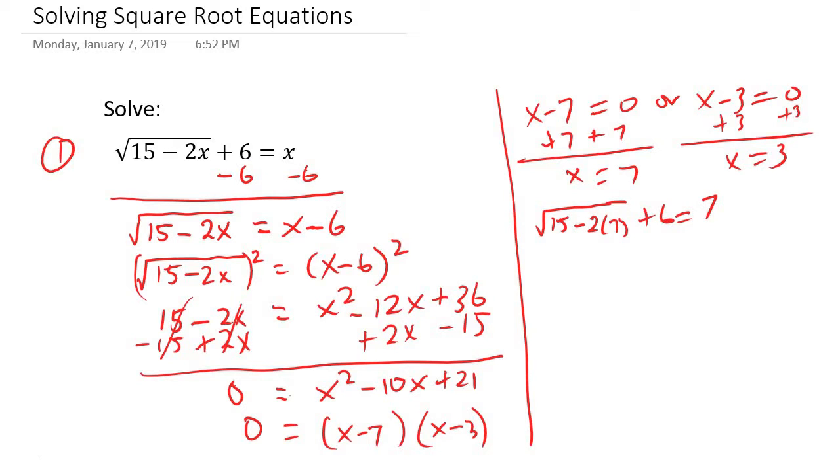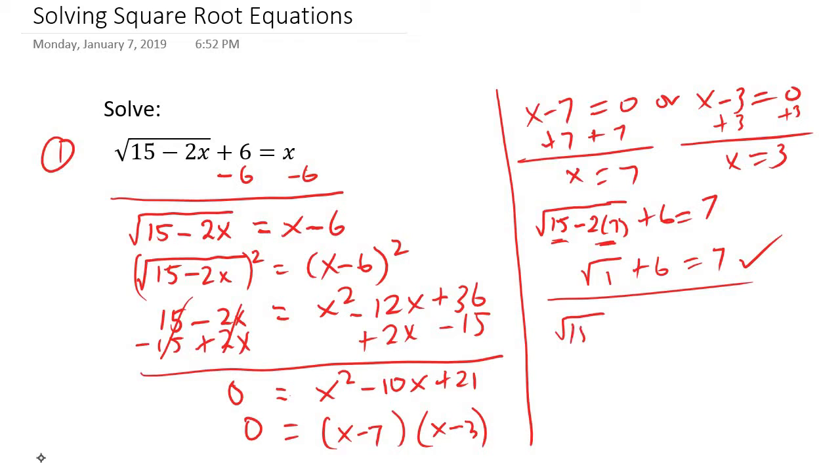All right, let's work on the left side. So 2 times 7 is 14. 15 minus 14 is 1. Square root of 1 plus 6. Square root of 1 is 1. 1 plus 6 is 7. 7 equals 7. It works. Let's test the other one. So let's test the second one.